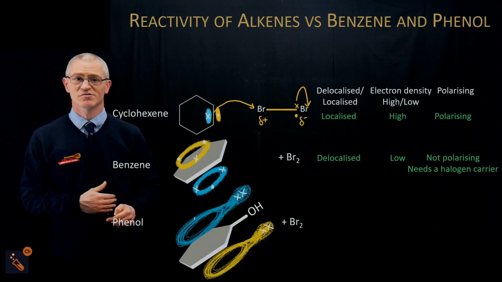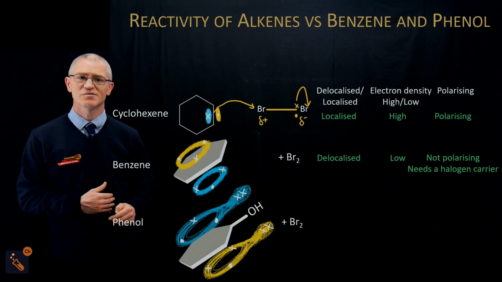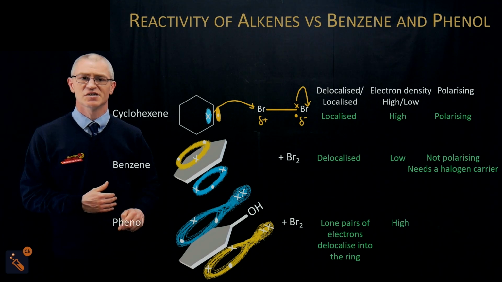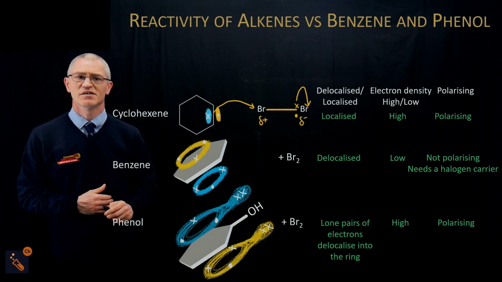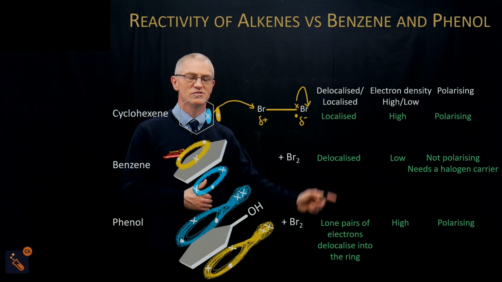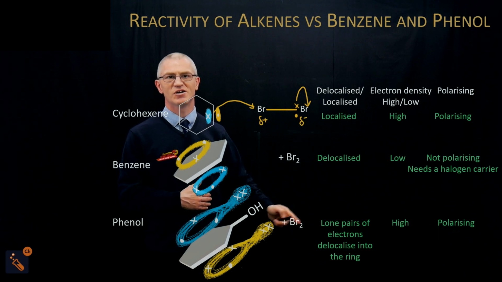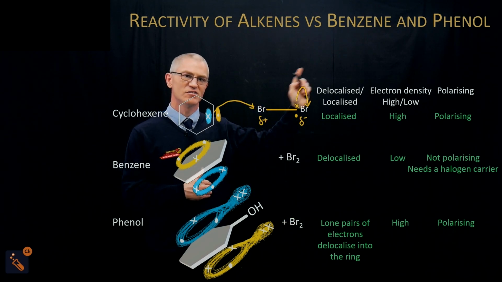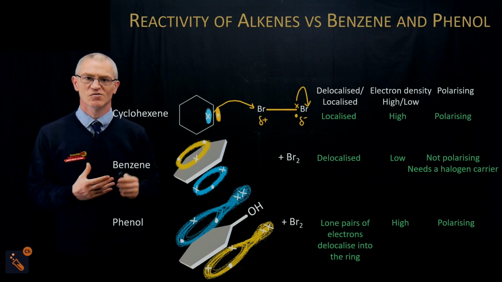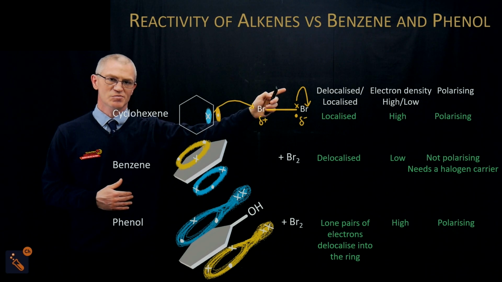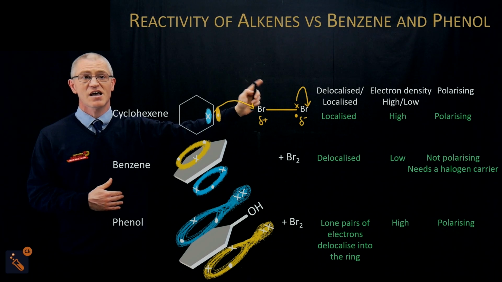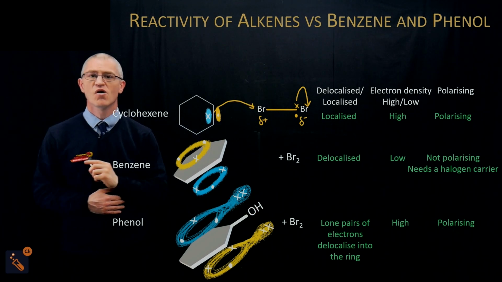That means you have many more electrons, and because of the lone pairs of electrons delocalized into the ring, you have a high electron density, and therefore it is polarizing. Notice how few words we've used, yet we've hit every single mark when comparing the reactivity of alkenes to benzene and phenol. Remember, you won't necessarily get all 3, you might get 2 of them, but just stick to these 3 points. Is it delocalized or localized, has it got a high or low electron density, and is it polarizing, and give reasons why.